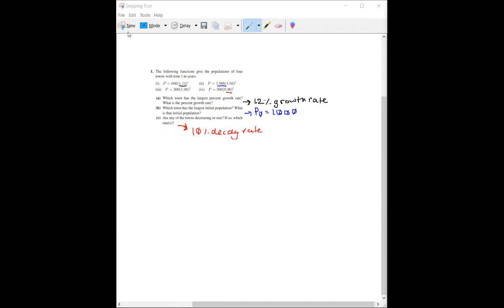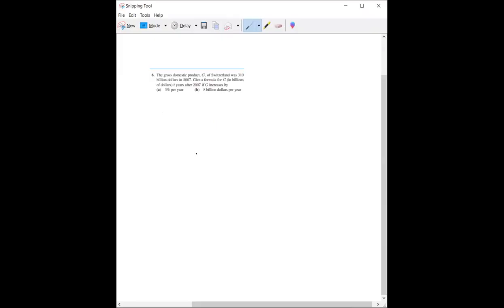So let's also think about this problem. I think this is a really good problem just for kind of comparing some things. We have the gross domestic product of Switzerland that was $310 billion in 2007. Give a formula for the gross domestic product in billions of dollars, T years after 2007, if G increases by 3% per year versus $8 billion per year. Let's start with $8 billion per year.